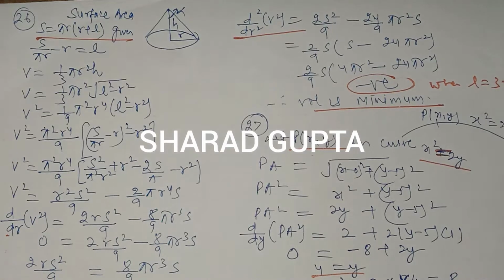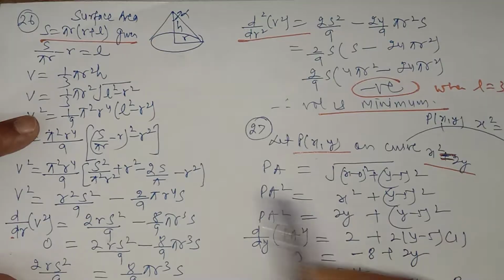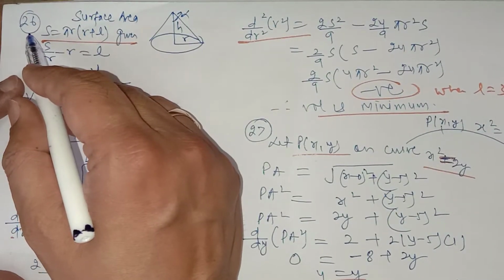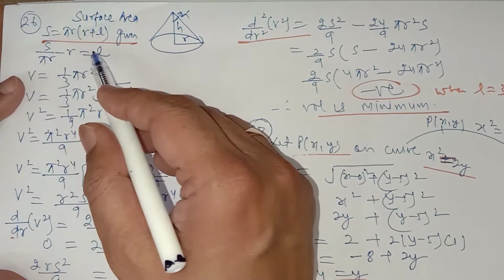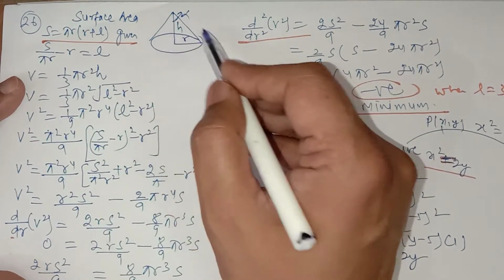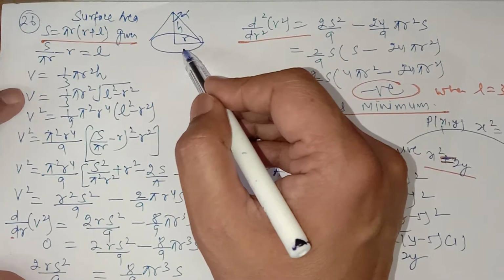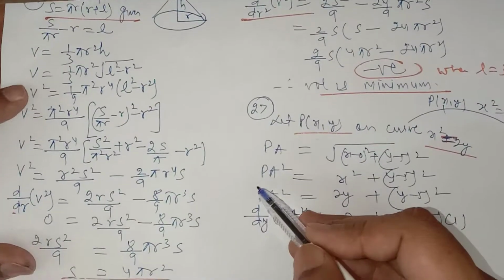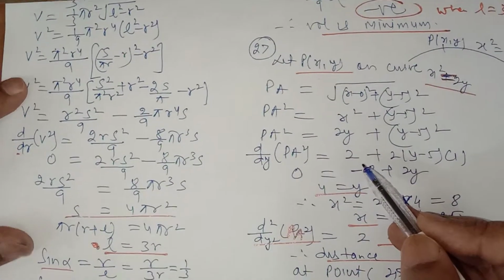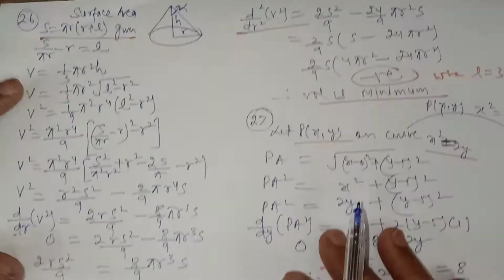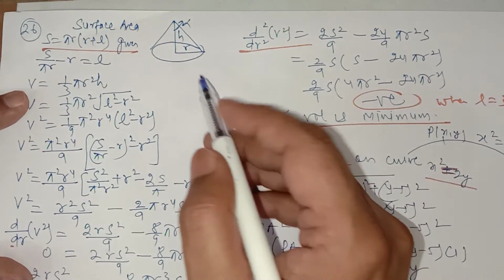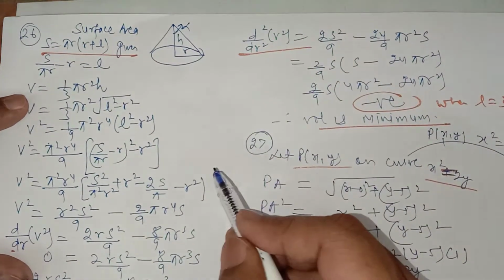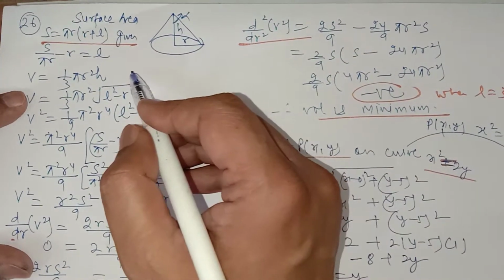This is lecture number 17 for the chapter Maxima and Minima, and we are discussing the word problems of maxima and minima. We have done up to question number 25 of exercise 6.5. Let us take question number 26, in which the surface area of the cone is given, and you have to prove that its volume is minimum when the semi-vertical angle is sine inverse 1 upon 3.